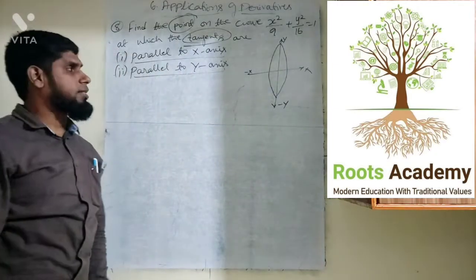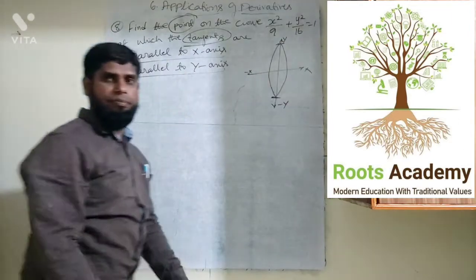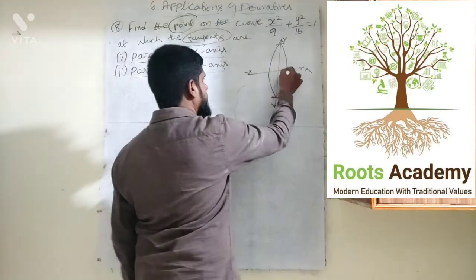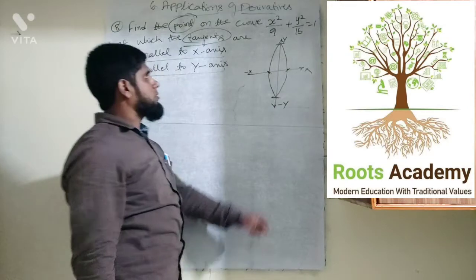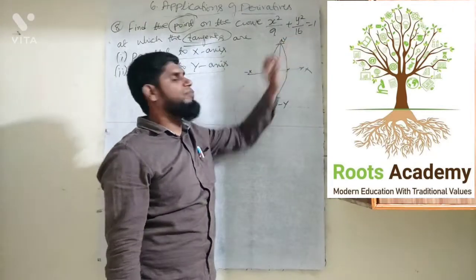Somewhere it looks like this. This is the major axis and this is the minor axis. 3 is A, B is 4.